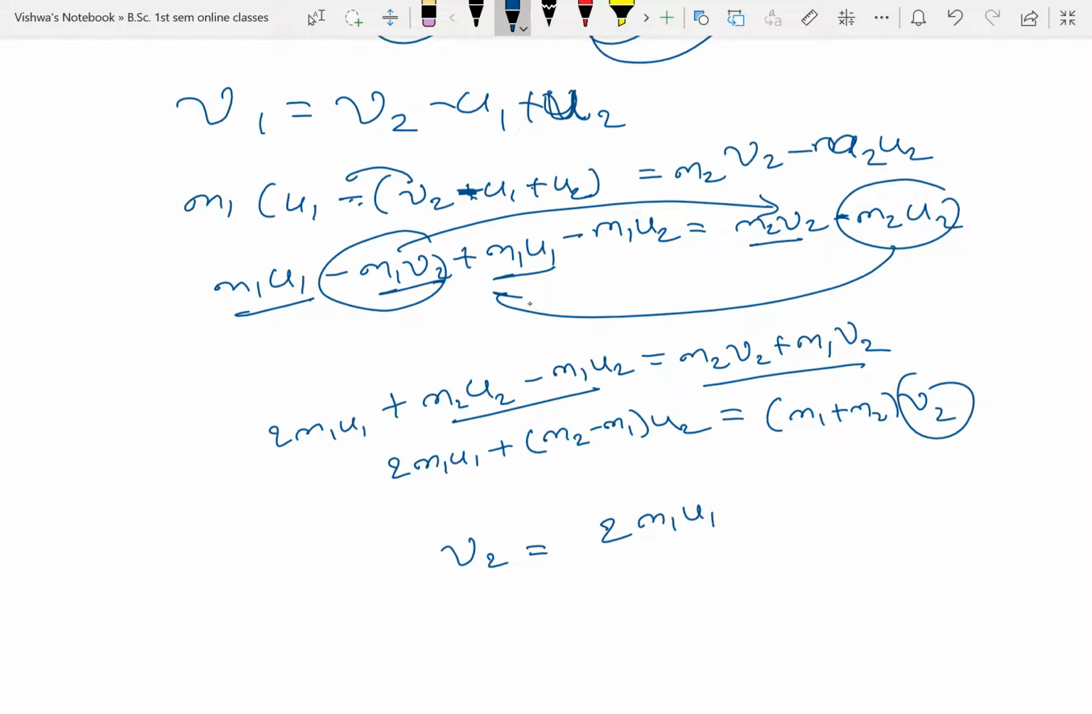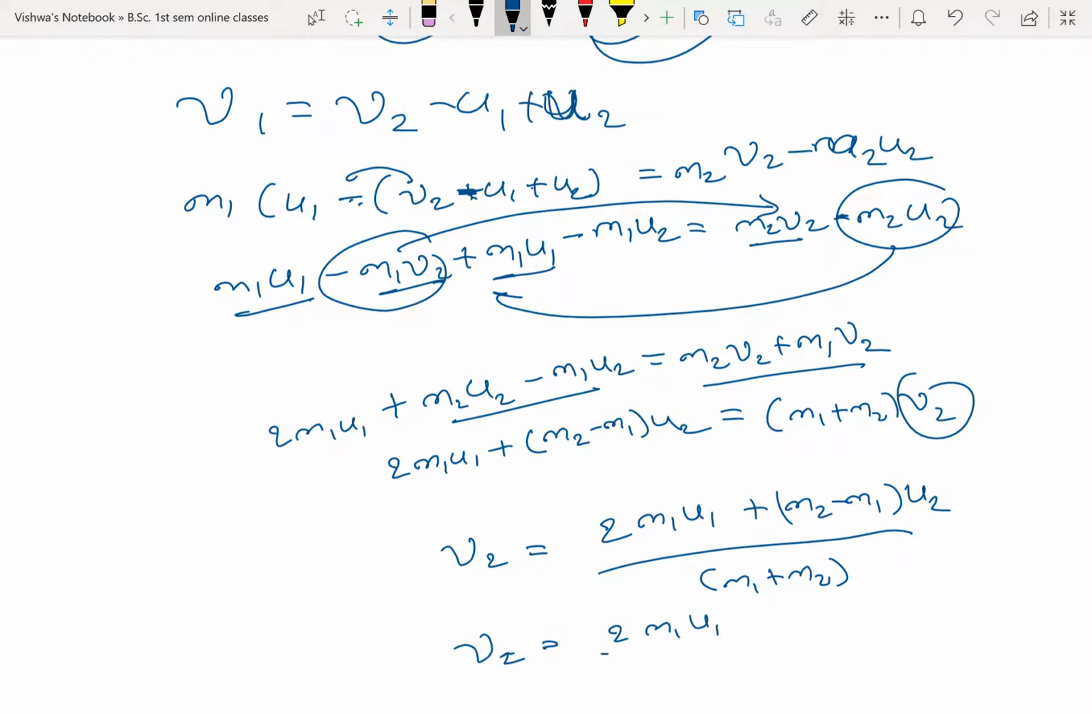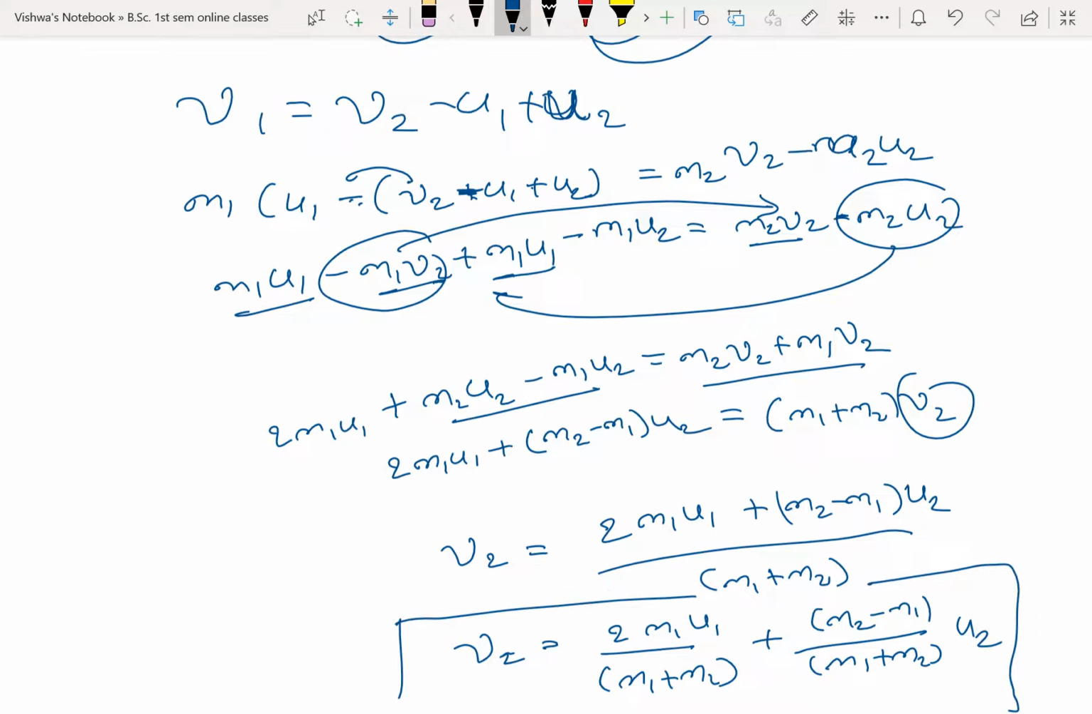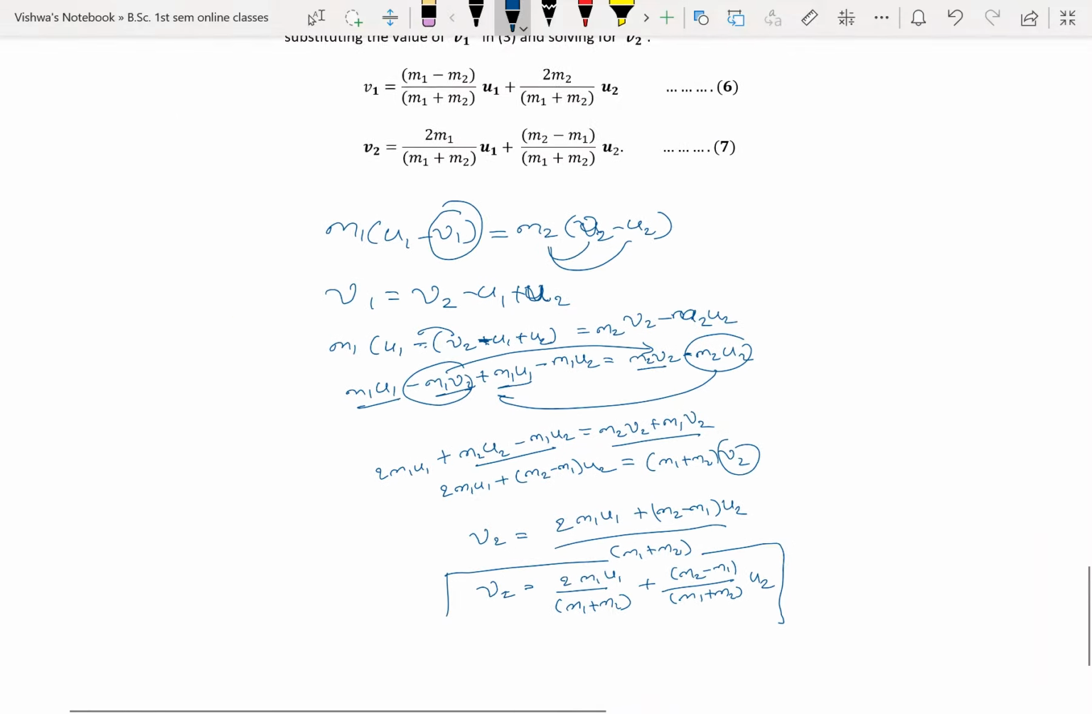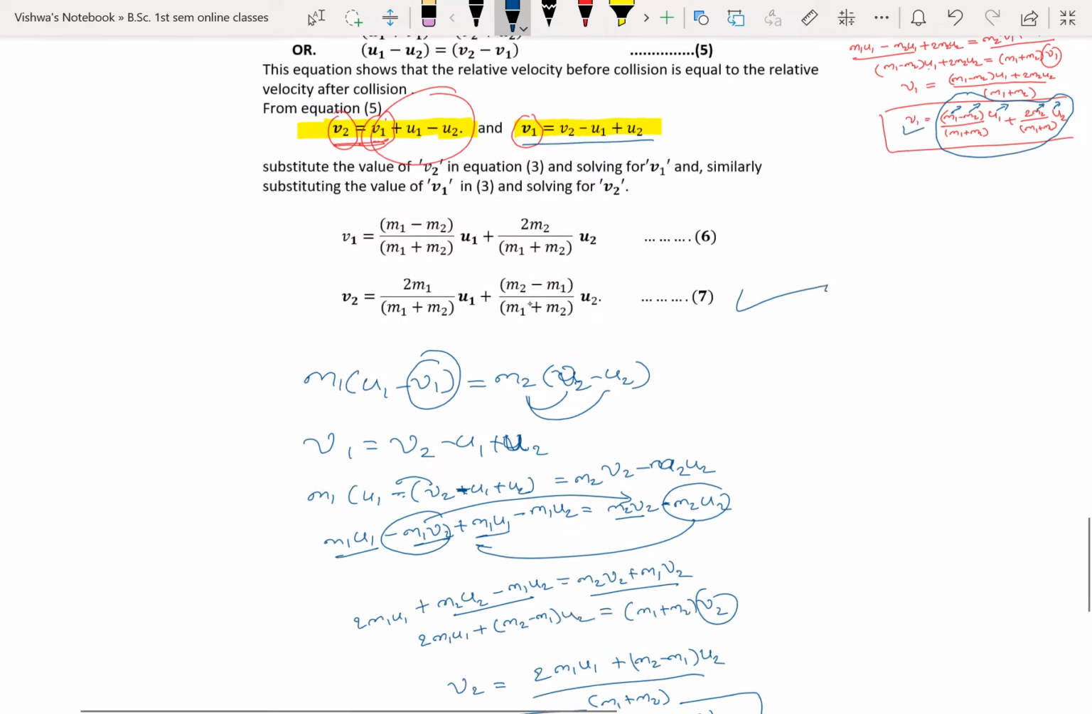2 m1 u1 plus (m2 minus m1) into u2, divided by m1 plus m2. Okay, we can write this as v2 equal to 2 m1 u1 divided by m1 plus m2, plus (m2 minus m1) divided by (m1 plus m2) into u2. Okay, so this is the final equation to find the value of v2. Here m1, u1 and m2 are known terms, so you can easily find the value of v2. So that is equation number 7 and equation number 6.